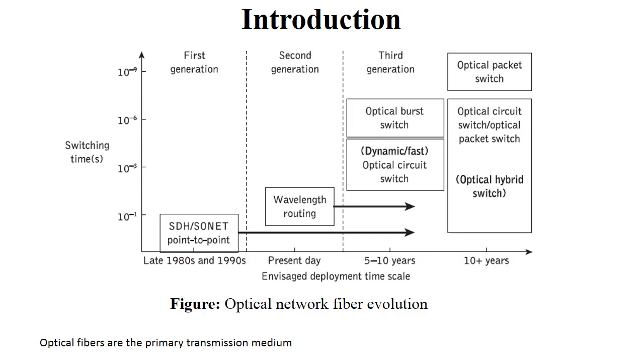So let us start with the introduction. This diagram shows the various generations with respect to the optical network, which is also the evolution of the optical network. In the first generation, it made use of SDH and SONET, which are point-to-point communication. In continuation, in the second generation, it made use of wavelength routing. In the third generation, it made use of optical burst switching and optical circuit switching.